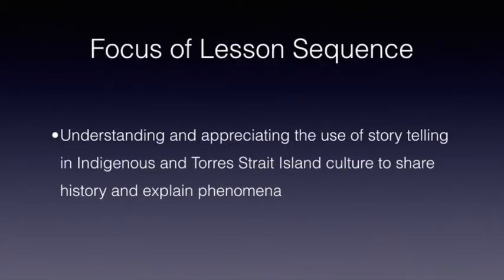The focus we have decided on for our sequence of lessons is the ways in which Indigenous and Torres Strait Islander people traditionally use stories to explain the world around them. The example of this we have chosen is the story of the Rainbow Serpent, which details how Australia's rivers came to be. Learners will then be tasked with creating their own story in the same manner and sharing it with the class.